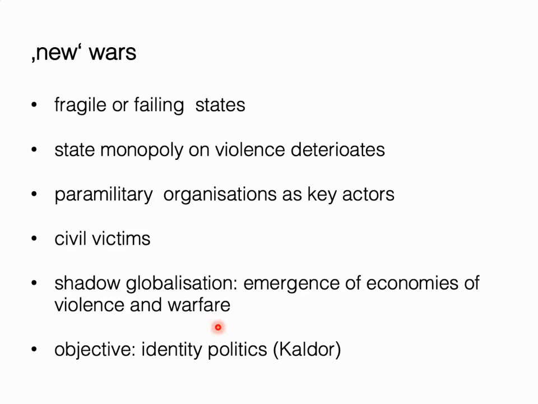And then last, but by far not least, an objective of the new wars is identity politics. So who belongs to the nation, who is allowed to appropriate resources, and so on. So I would then like to apply the concept of the new wars to those conflicts we've been looking at.